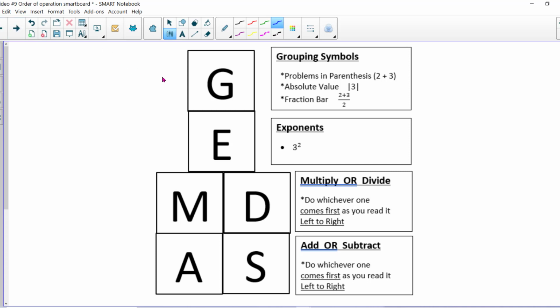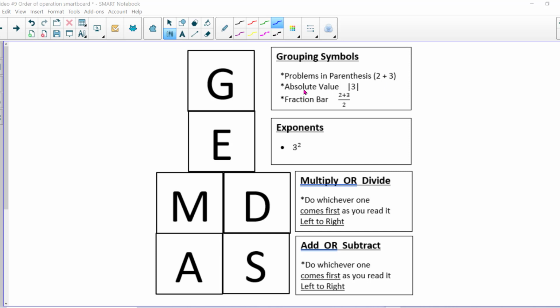You may have seen it as PEMDAS in elementary school, but we've broadened our horizons a little bit and we're a little bit more specific, inclusive, whatever. And the first letter is now going to represent G, representing grouping symbols. So grouping symbols, this does include problems in parentheses, like you probably learned in elementary school. And that's the key thing here. It's not just parentheses. If there's an operation to do inside the parentheses, like you see here.